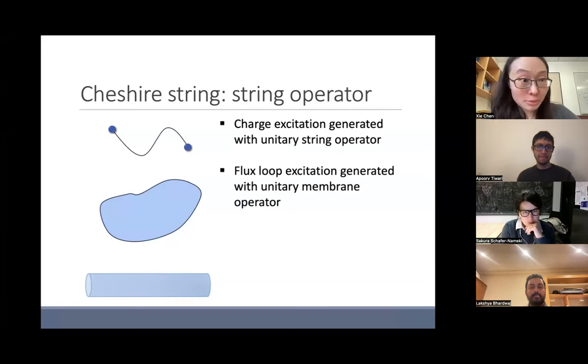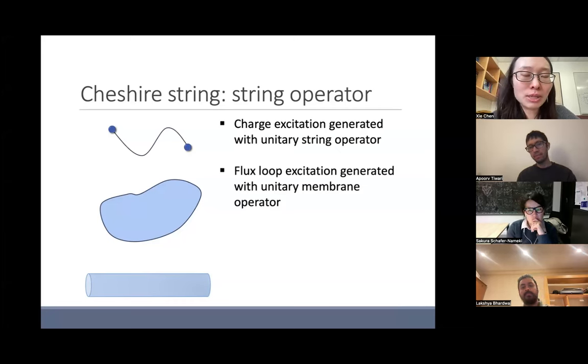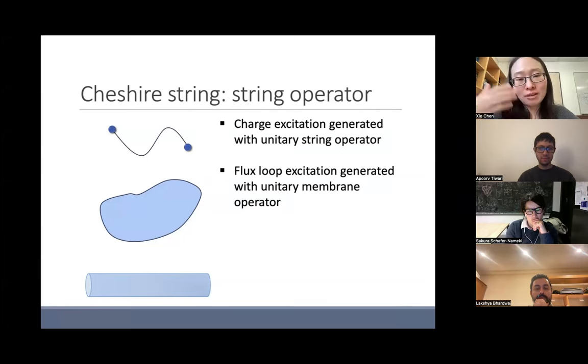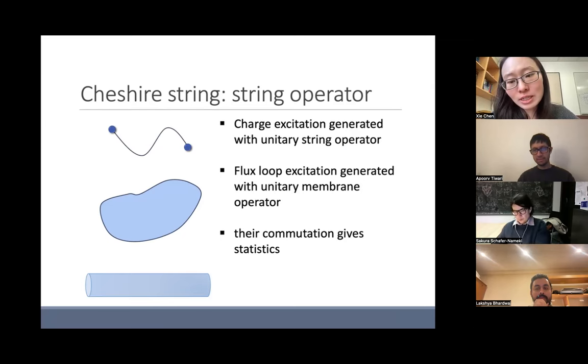And also the flux loop, it's the same thing. The flux loop, we know that it's non-trivial because it can only be generated as the boundary of a unitary membrane operator, and the way it's generated also gives you the statistics. We can calculate not just the charge and flux loop statistics, we can also calculate the loop statistics. Everything comes from the invisible membrane operator that generates the flux loop excitations. Sorry, their commutation gives the statistics.